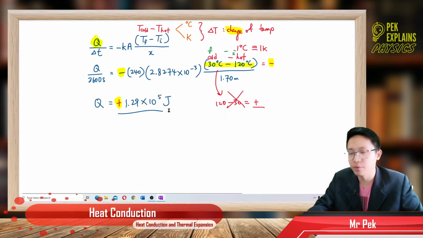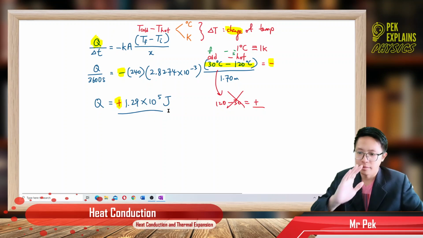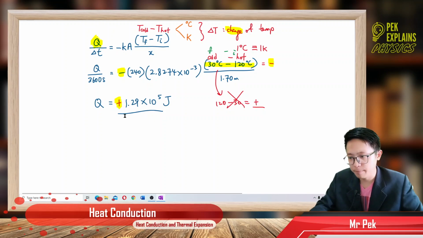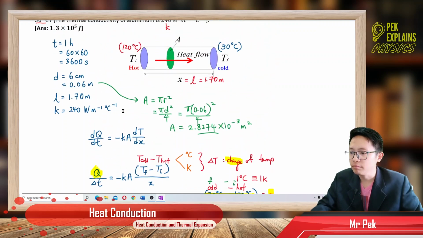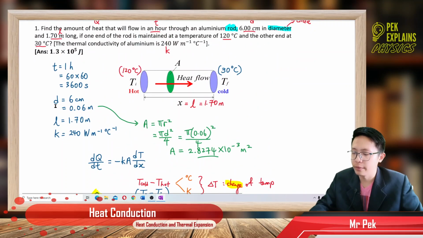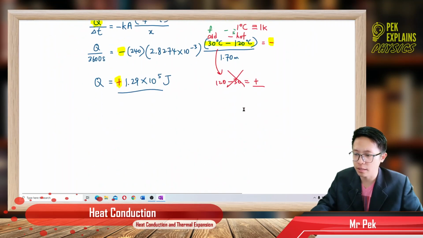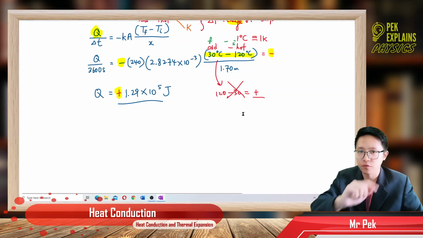So that's all for this question. I hope you are clear with what temperature minus what temperature. And finally, the heat, you must get a positive value. Whenever they give you a diameter, you can change it to area. That's it for this question. So stay tuned for the second one.